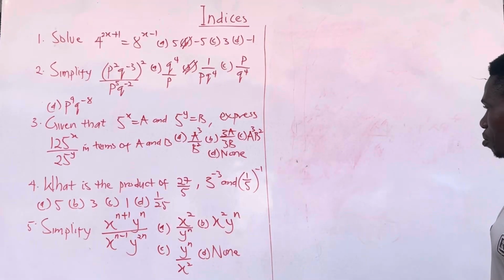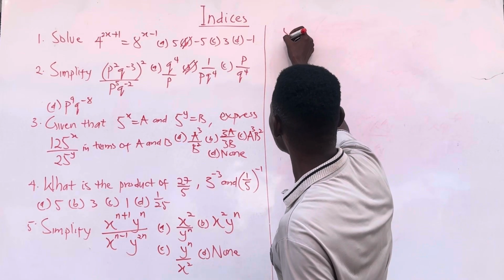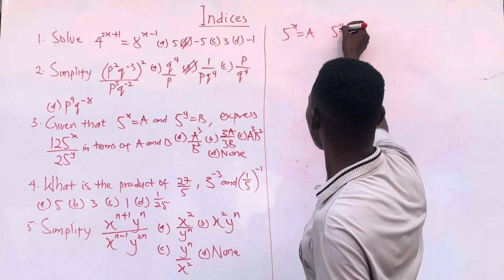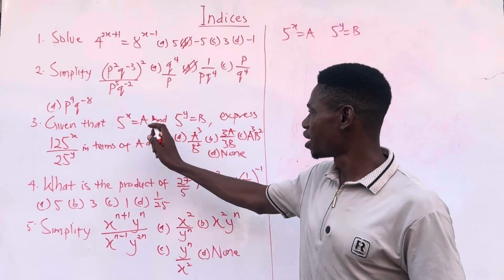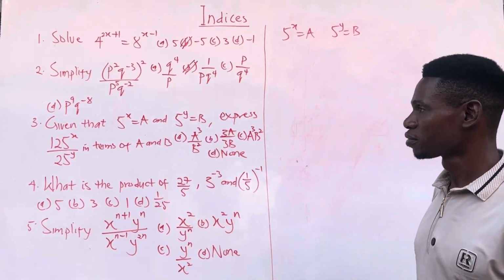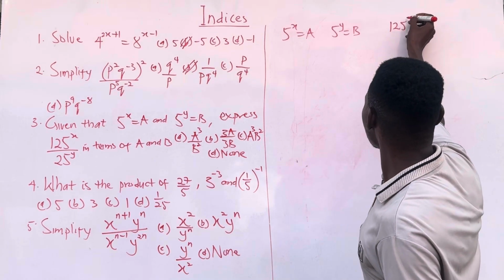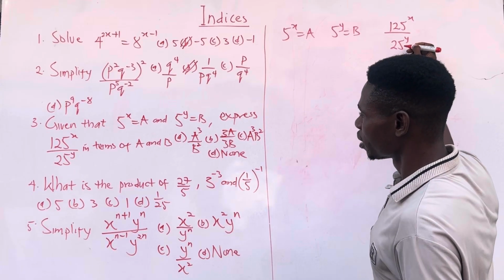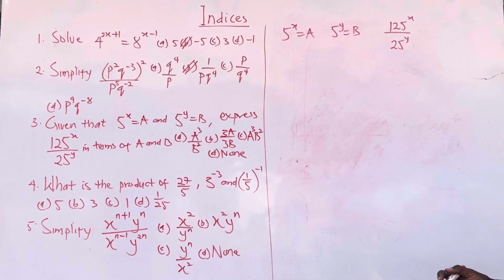Okay, so for number 3, we are given that 5 raised to the power x is a and 5 raised to the power y is b. Now we have to express 125 raised to the power x over 25 raised to the power y in terms of a and b. This will not be that difficult.